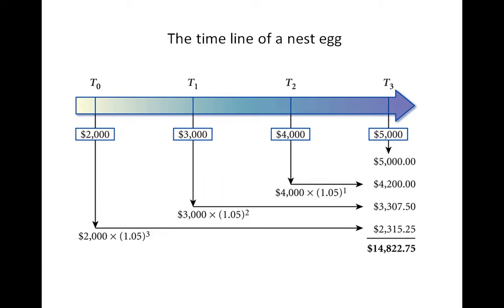For example, let's say somebody is planning to put money in every year. In year 0, now, they want to put in $2,000. The next year they will put in $3,000. The following year they're going to put in $4,000, and the next year they're going to put in $5,000. Their plan is, by the time they get to T3, or this year, they want to have money to do something with it.